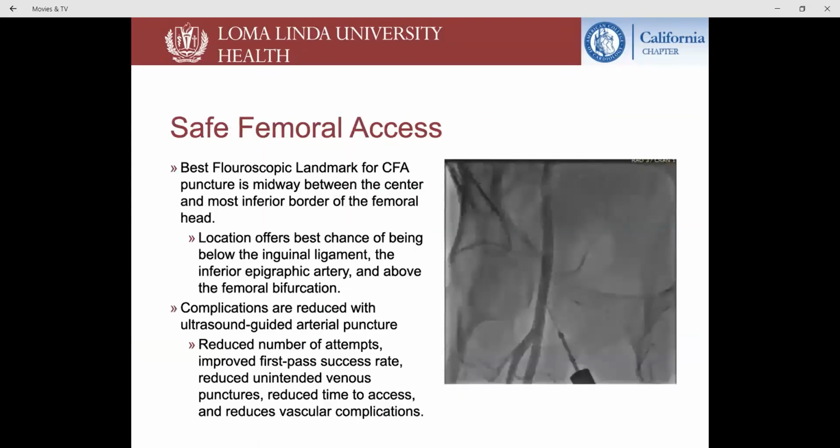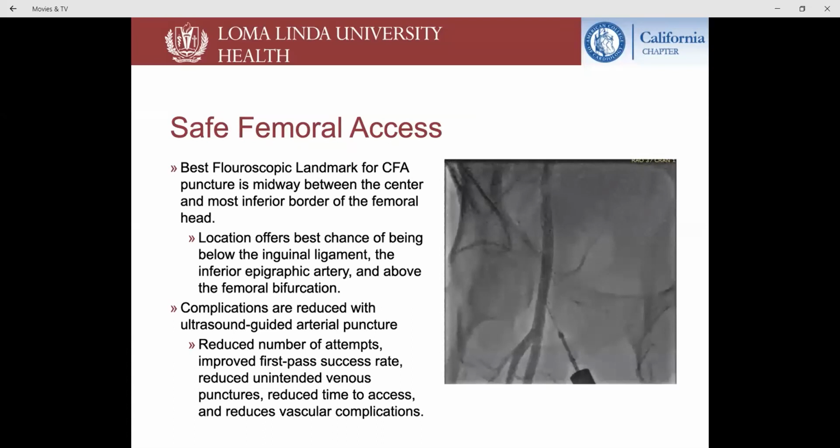We'll start with femoral because that was the traditional way people did access for their procedures. For safe femoral access, the best fluoroscopic landmark for the CFA puncture is midway between the center and most inferior border of the femoral head. This location offers the best chance of being below the inguinal ligament and the inferior epigastric artery, and above the femoral bifurcation, which is where you want to be.